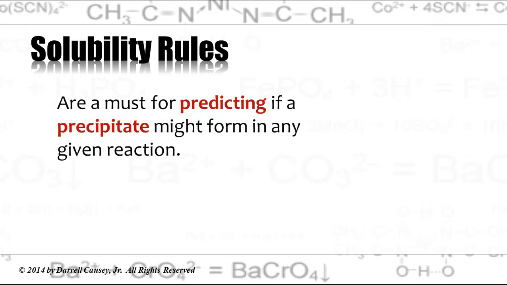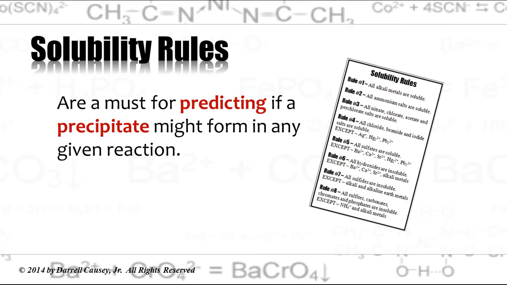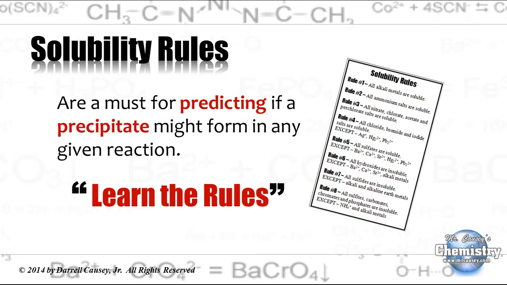All right, the solubility rules are very important. Again, like I said, they help us in predicting reactions, and it helps us to decide whether we're going to get a solid or not in the reaction. They are a must for predicting the precipitates that might form in a given reaction. And this table to the right here should be on the back of your polyatomic ion sheet. So, learn the rules. Very important.